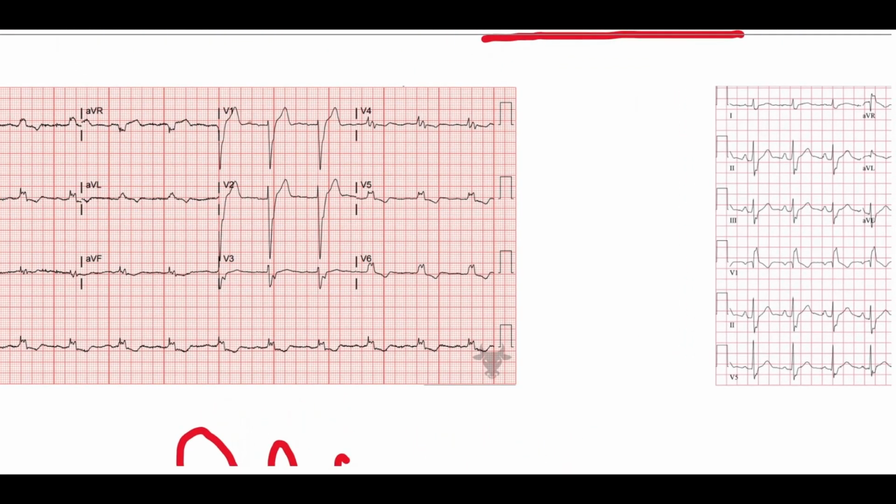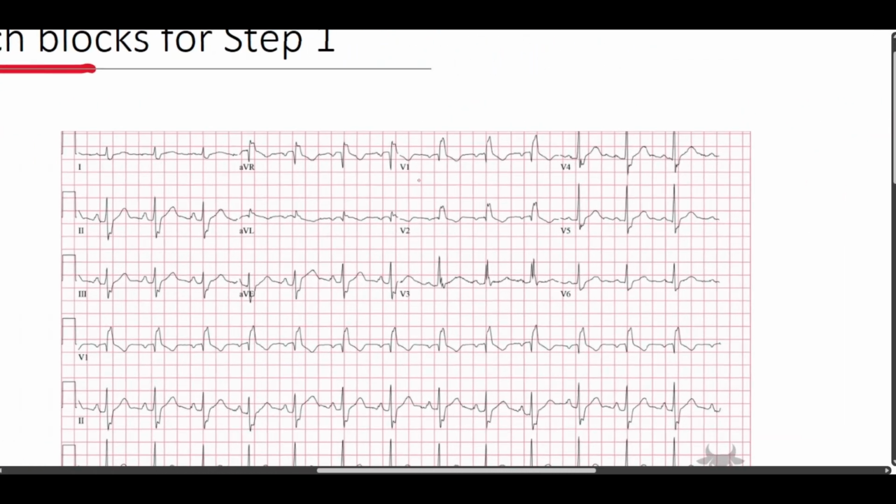For a left bundle branch block, you have a negative deflection of the R wave, right? So this is the R wave. It's negatively deflecting, so this means that it is left. So this is the left bundle branch block. And here we look at the same thing.